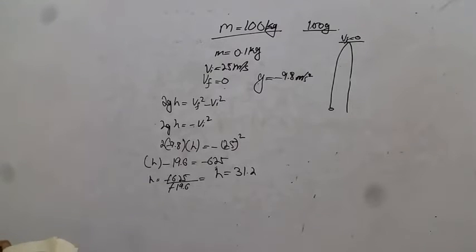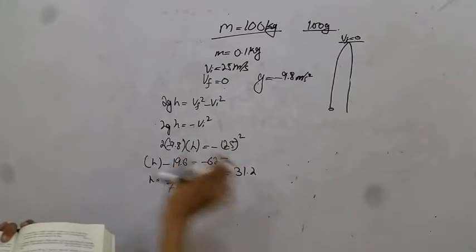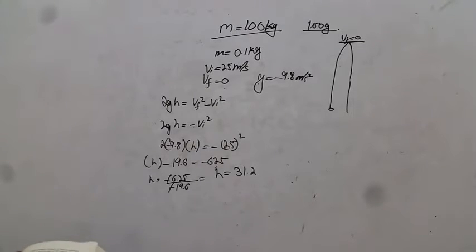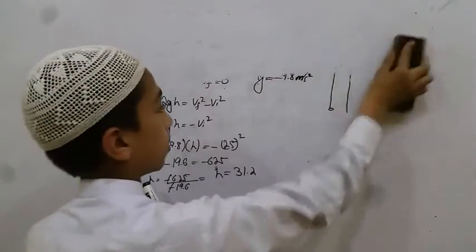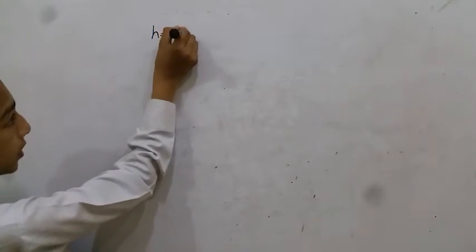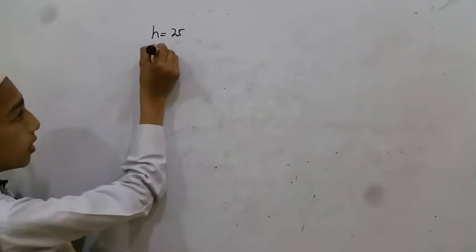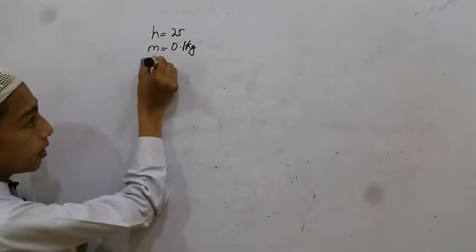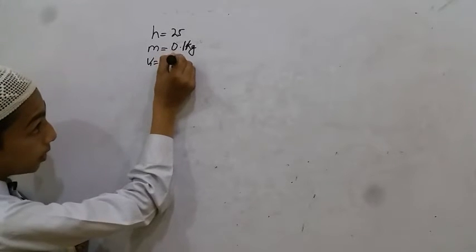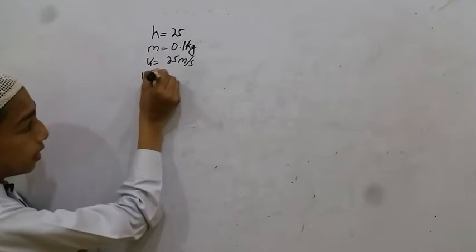This is, if no energy is lost, the height it would reach. Now in the second case, if the ball only rises to 25 meters, calculate the work done against air resistance. If h is only 25 and mass is 0.1 kg and initial velocity is 25 meters per second and final is 0.